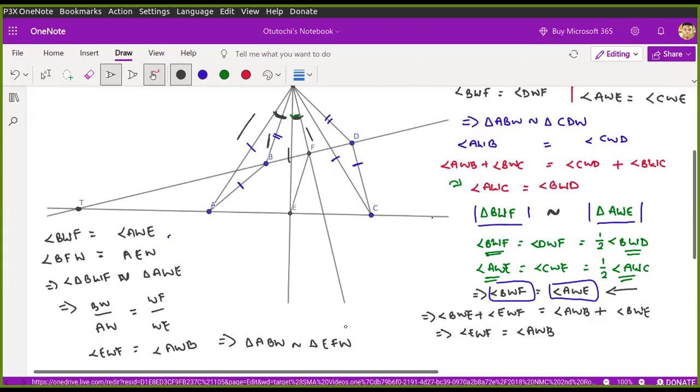And now since ABW is also similar to CDW, we can conclude that they are all similar, and that solves the problem. So we have our QED right here.